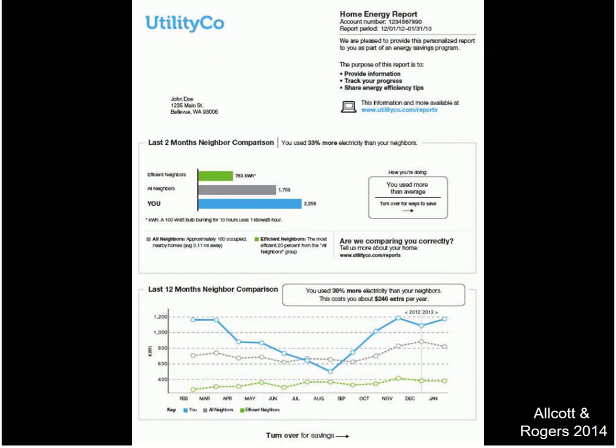The way it works is when you get your utility bill, in addition to telling you how much money you have to pay, it also compares your usage. It shows you this is how much energy you use, this is how much energy your neighbors used, and this is how much energy your particularly efficient neighbors used. And then you can see it also on a month-by-month basis. You can see, oh, in August I wasn't really doing that badly, but yikes, when it got cold out, I started using way more energy than everybody else.